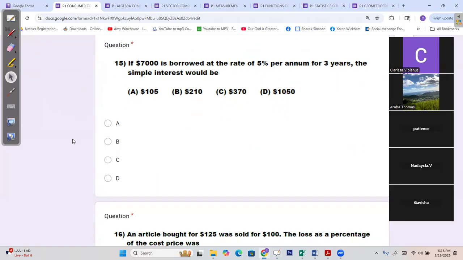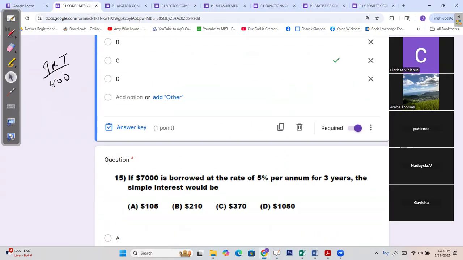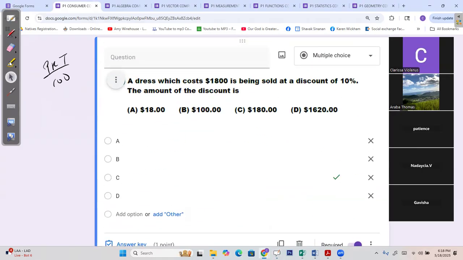I'm feeling so sick. 7,000 is borrowed at a rate of 500. The simple interest would be, that's easy, PRT over 100. Let's go.